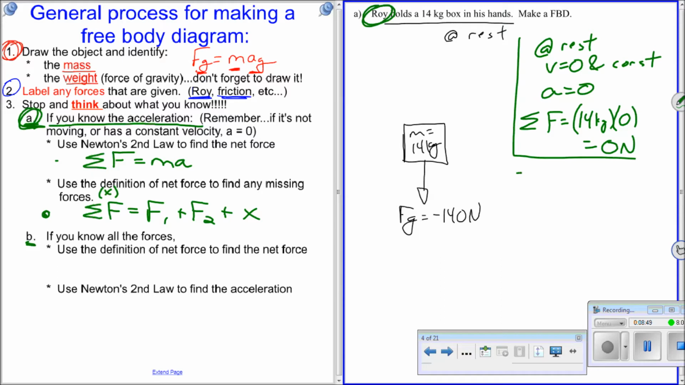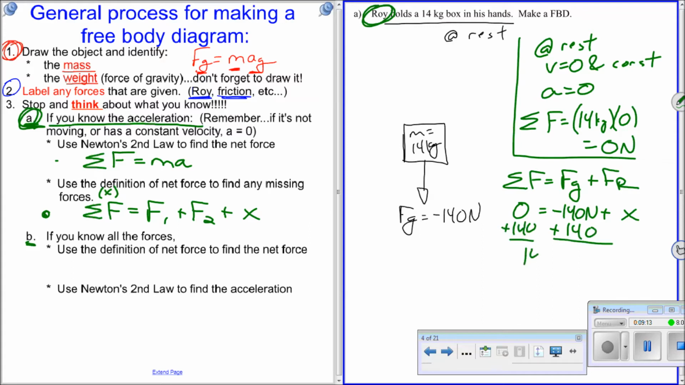So let's do this. I know that in this problem my net force is just the force of gravity and the force of Roy, right? Those are the only two forces affecting the motion of this box. Or lack of motion, I guess, in this case. So let's see. Our net force is 0. Our force of gravity is -140. And our force of Roy is our missing force. That's our x. And solve it, right? You just add 140 to both sides, and you get 140 newtons is x. Oh, cool. That means that my force of Roy is 140 newtons. So there we go.